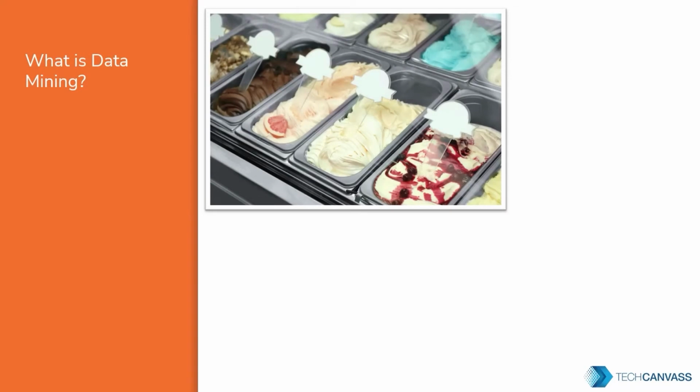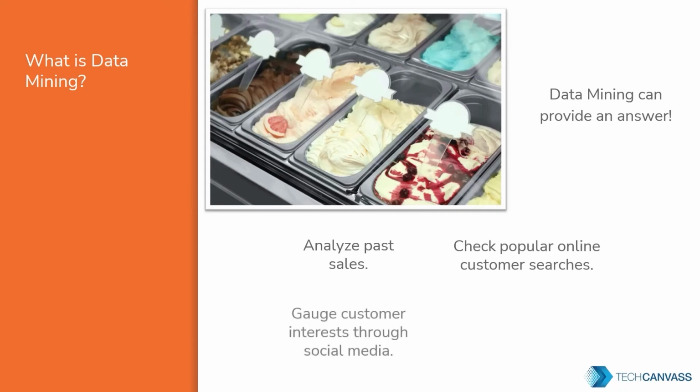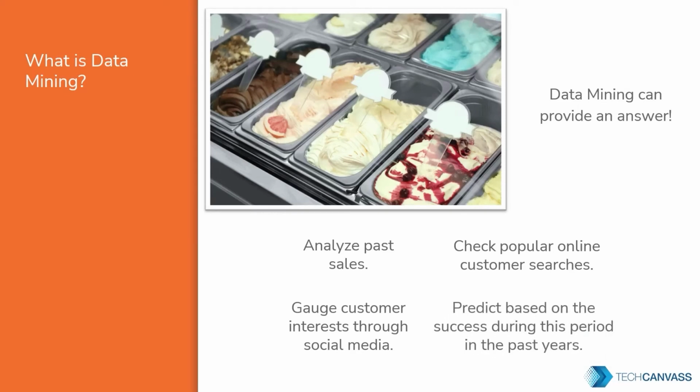Do you think an ice cream vendor can use the daily sales, online searches for their store, day, date, time, and online comments on their website to determine which ice cream flavor will be most popular in the coming weeks? Well, data mining can provide an answer to this question. Through data mining, the ice cream vendor can analyze past sales, check popular online customer searches, gauge their interests through social media posts, and predict based on the success during this period in past years. So asking the right questions and collecting the correct data to answer those questions is critical to successful data mining.